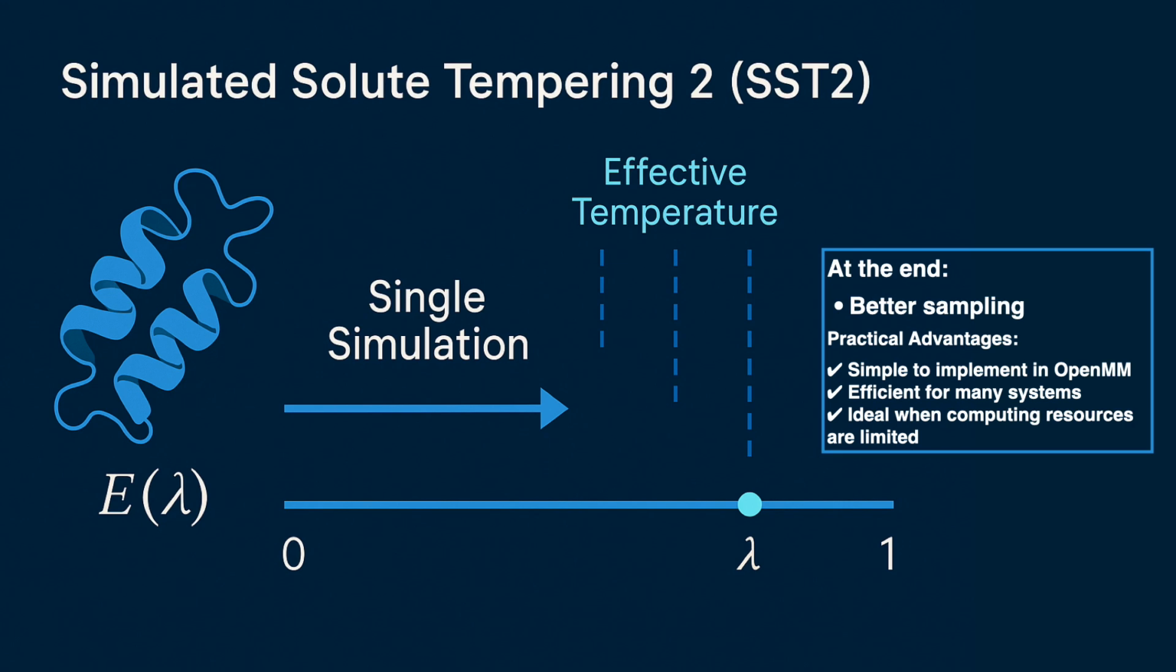In REST2, only the solute is treated at different effective temperatures, while the solvent stays at normal temperature. This makes simulations more affordable and avoids issues that arise when water models are heated, such as problems with force field parameterization at elevated temperatures. SST2 follows the same strategy, yet it goes a step further.